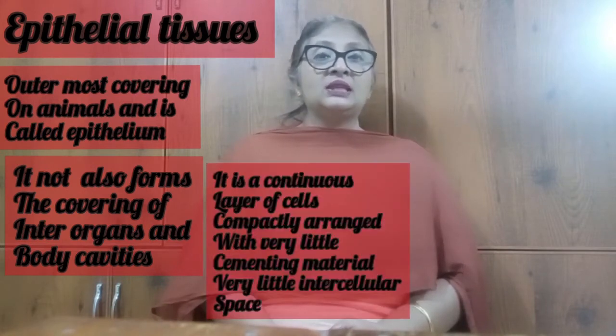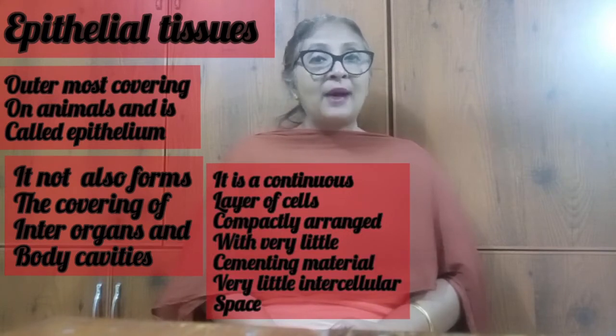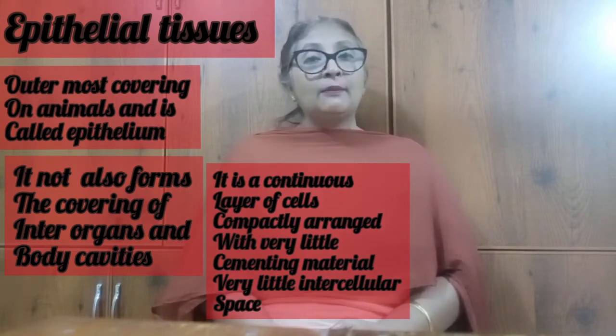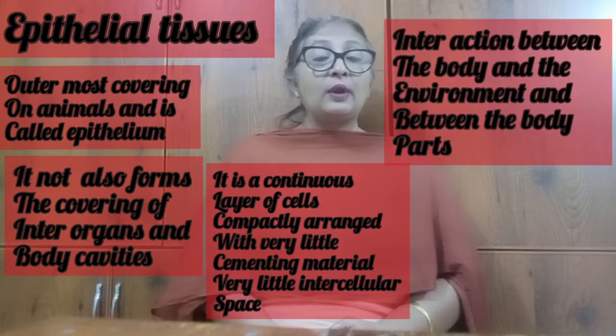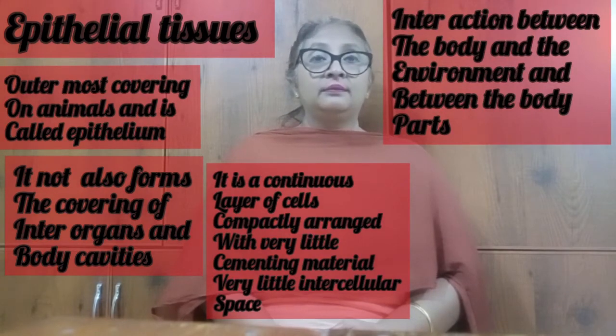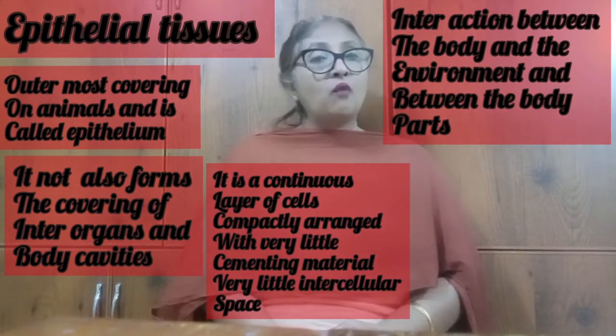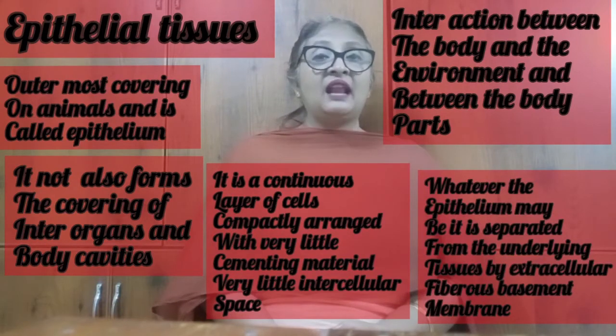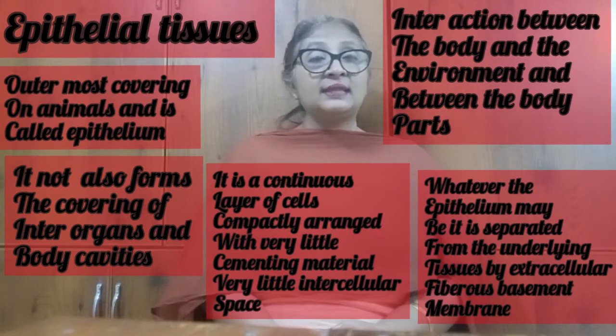It is a continuous layer of cells that are compactly arranged without intercellular space and very little cementing material. The most important function is it regulates the interaction between the environment and the body and between the body parts. Whatever the epithelium may be, it is separated from the underlying tissue by an extracellular fibrous basement membrane.